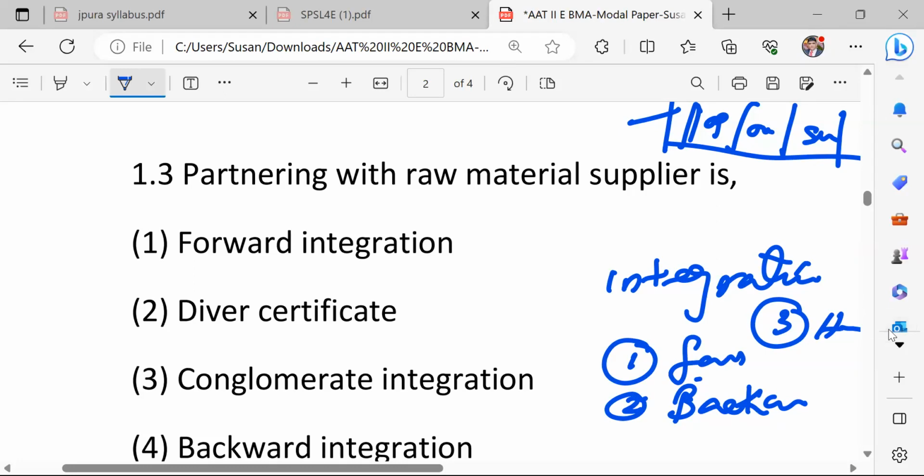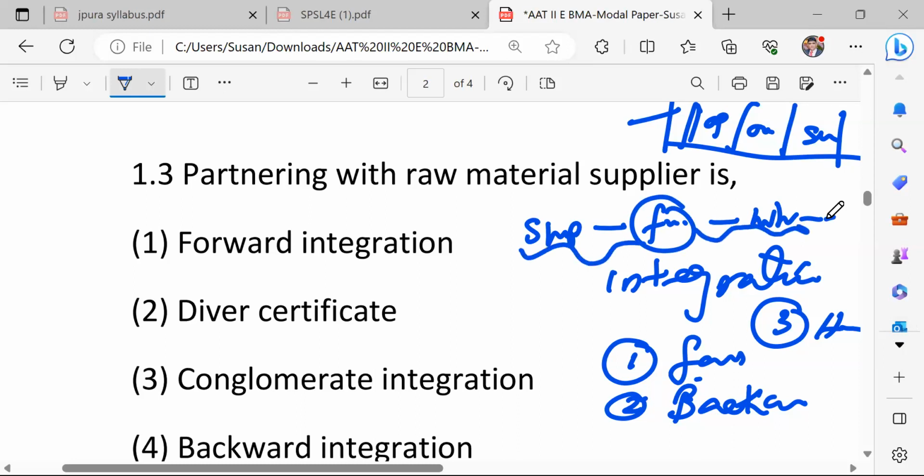Forward integration and backward integration happen along a supply chain. For example, we can say raw material supplier, then the firm, then wholesaler, retailer. This is the firm, this is the forward part, this is the backward part. If this firm integrates with the backward part to gain control of it, that is known as backward integration. This is forward integration.